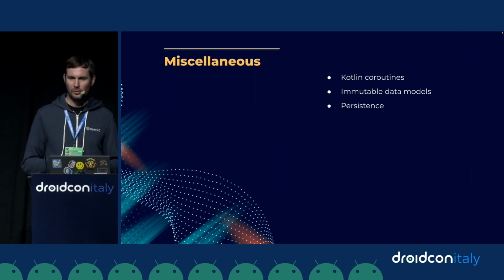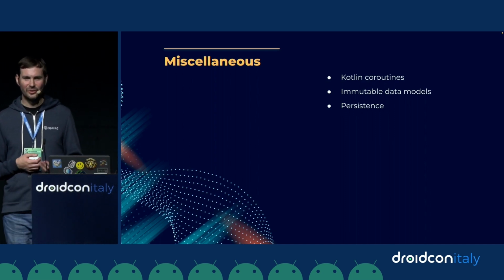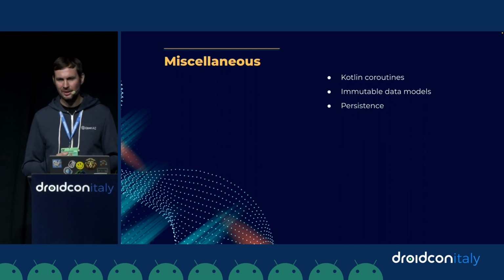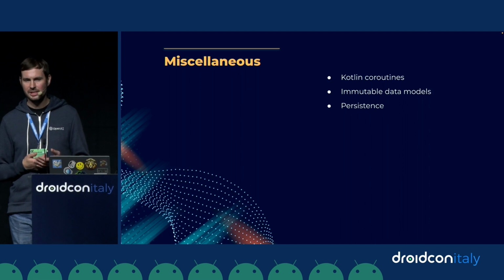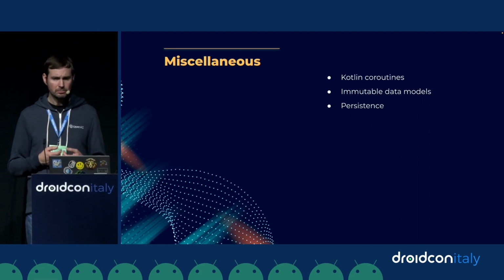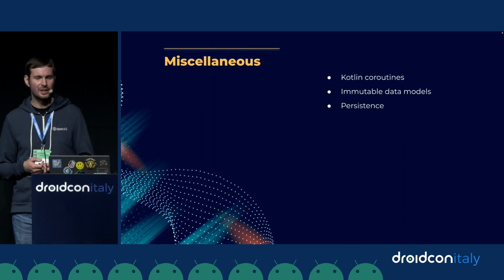Here are some of the other things I wanted to cover. We use coroutines everywhere. At the beginning we did consider whether it makes sense to fully commit to it, but we did, and it's great. All our dependencies support it. Sometimes it's the only option, for example, Compose. Basically, no regrets about using it.